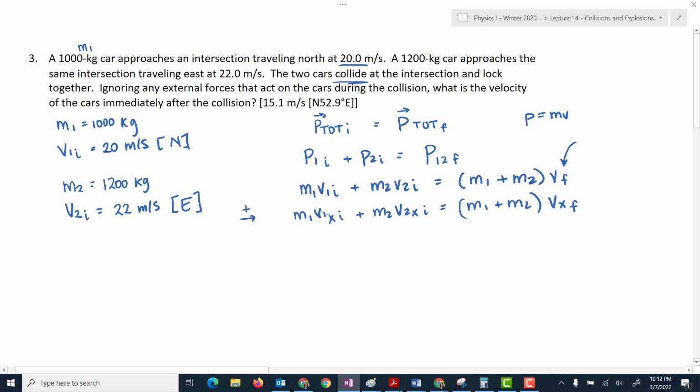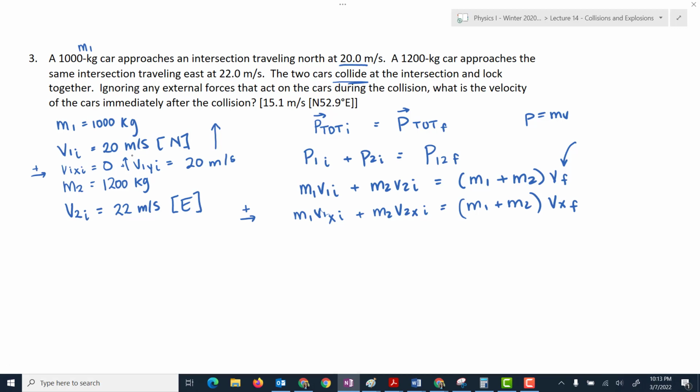If I take my first vector, v1 initial, it's 20 meters per second going north. If I divide this into x and y components, my v1 x initial would be 0 because it doesn't have an x component. It doesn't go left or right at all. And my v1 y initial would be that 20 meters per second. We're assuming that positive is to the right and positive is upwards for y. So those are my x and y components of my v1 initial.